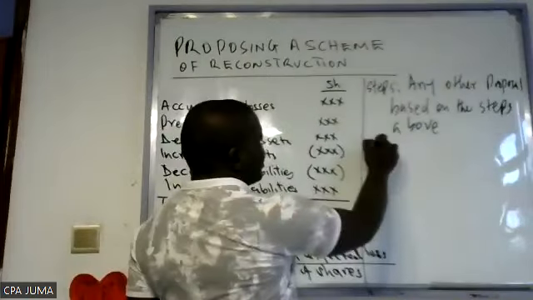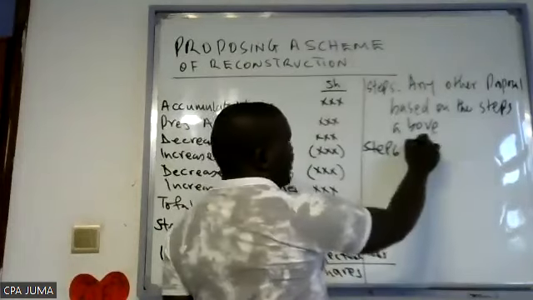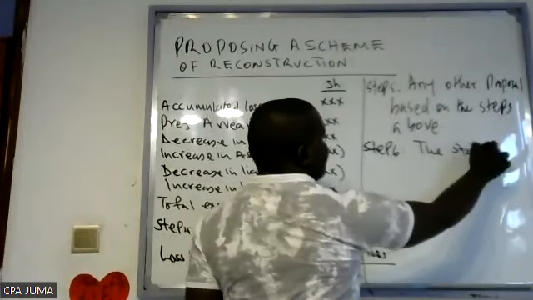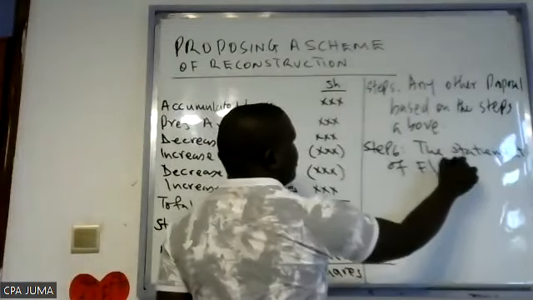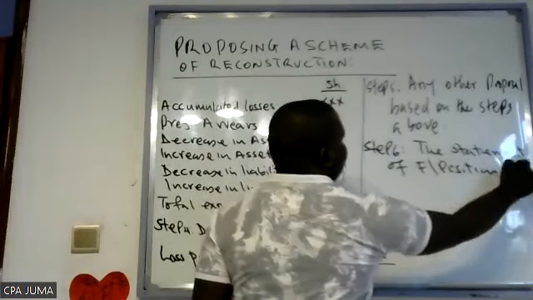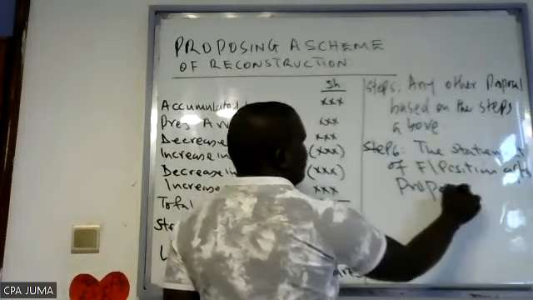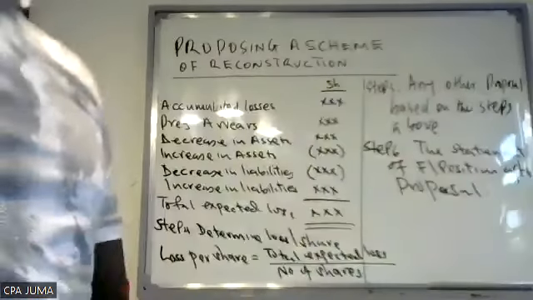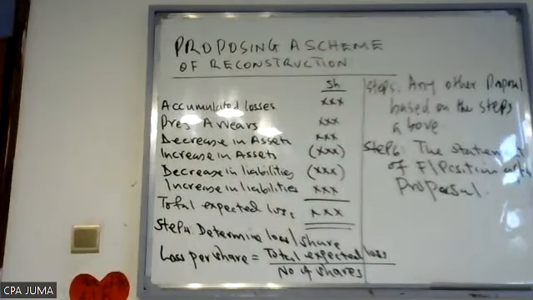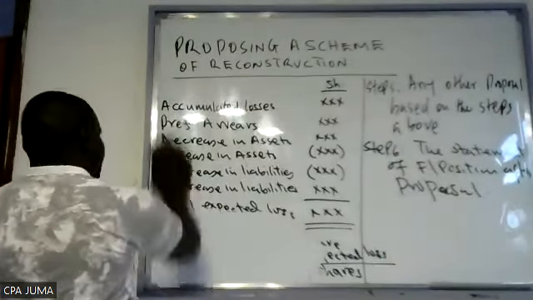And finally, step 6, the statement of financial position after proposal. So you can prepare the new balance sheet after your own proposal there.